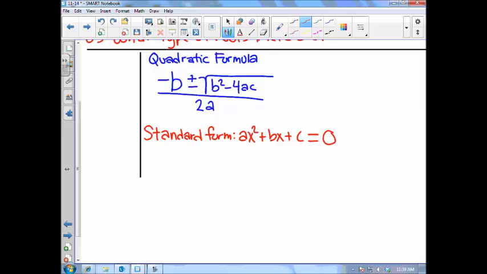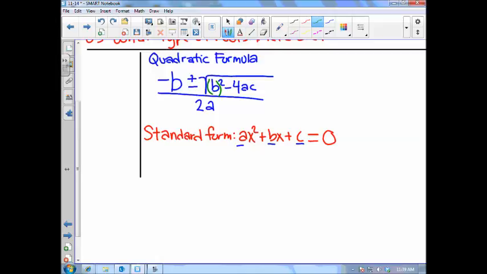Okay, so we get our A's and our B's and our C's from standard form. Whatever's in front of the x squared is A, whatever is in front of x is B, and whatever is in front of our constant is C. And we plug it into the formula. There's one thing we need to add to our formula because this is very important. We need to put parentheses around this B because B is going to be squared. If you forget parentheses and B is negative, you're going to get the wrong answer because we need to make sure we square the negative as well.